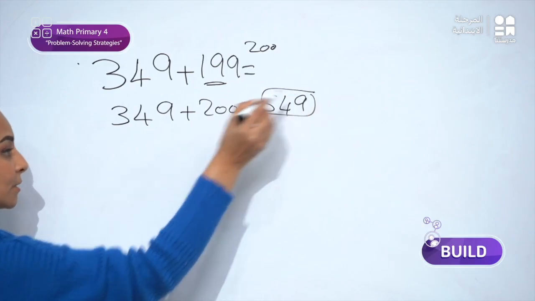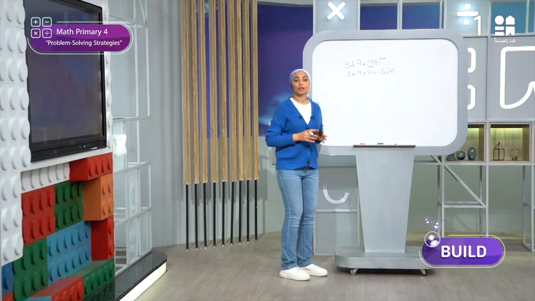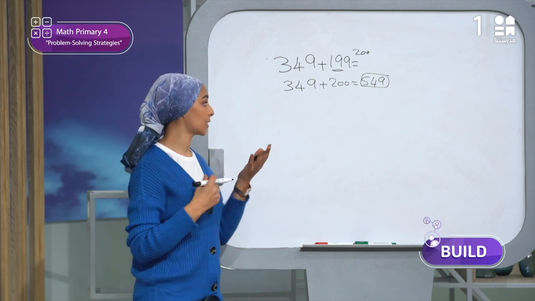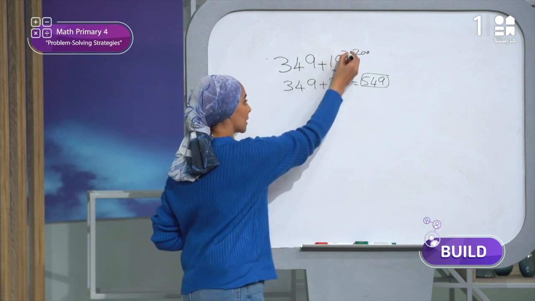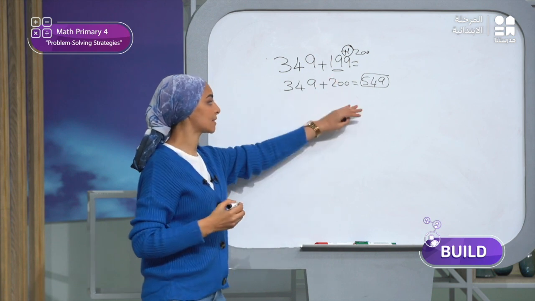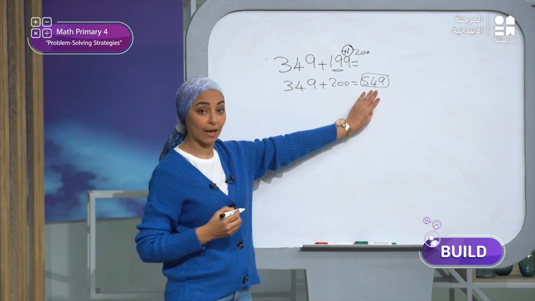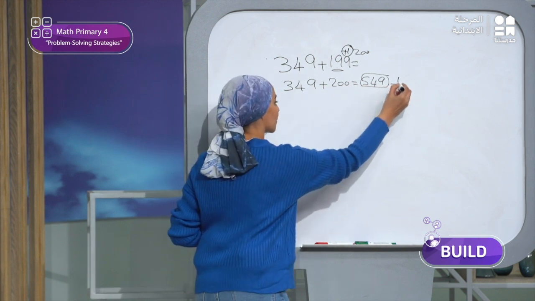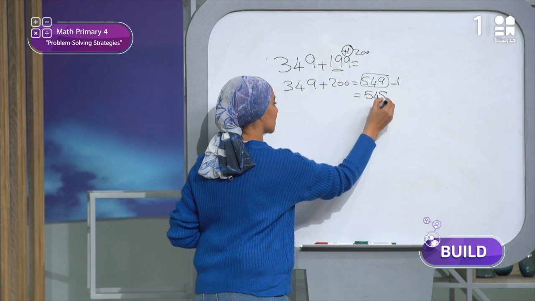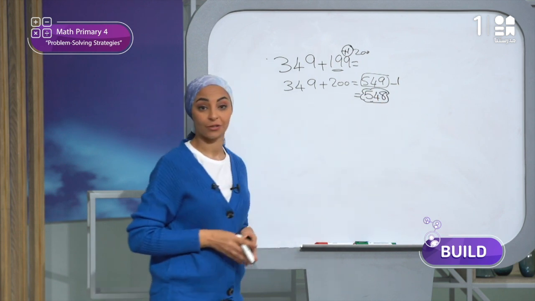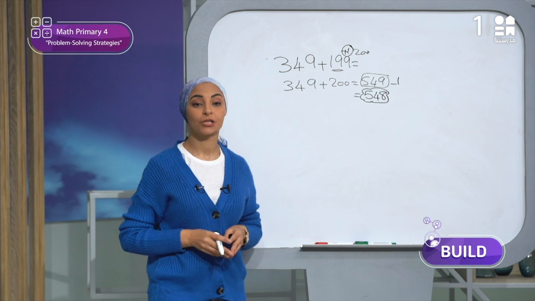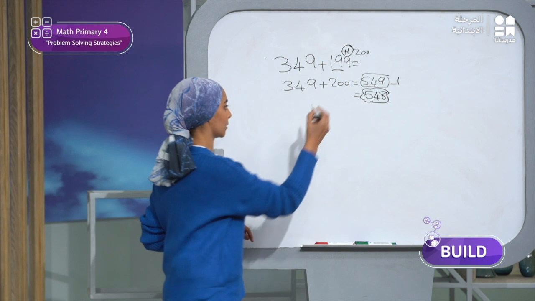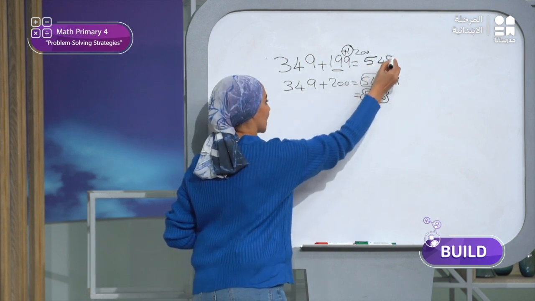549, right? Then here we have to subtract. So 549 minus 1, because I did plus 1. So the plus 1 that I did, I must do minus 1 from the answer. So when I make 549 minus 1, the answer will be 548, and this is my final answer. This is the answer to adding 349 plus 199. So my answer is 548.